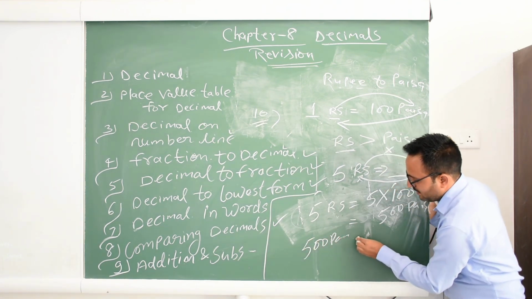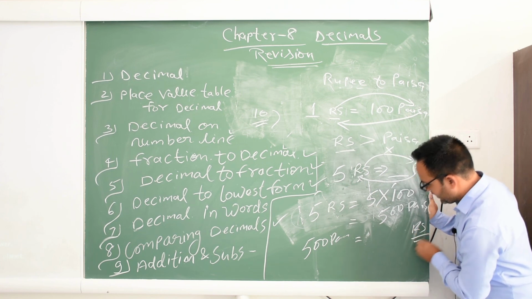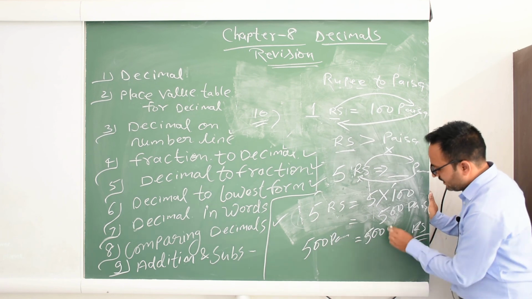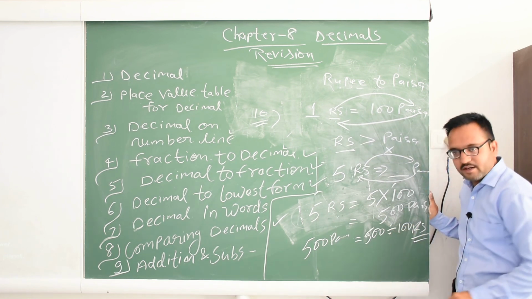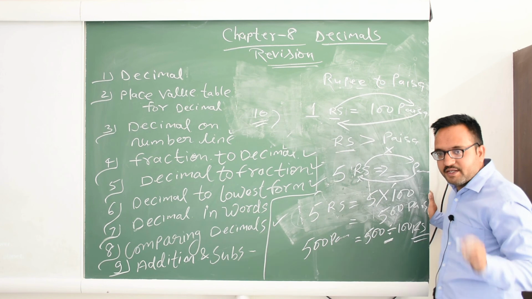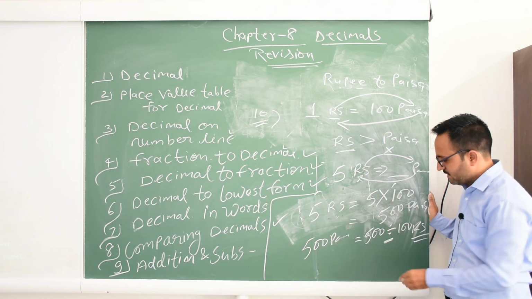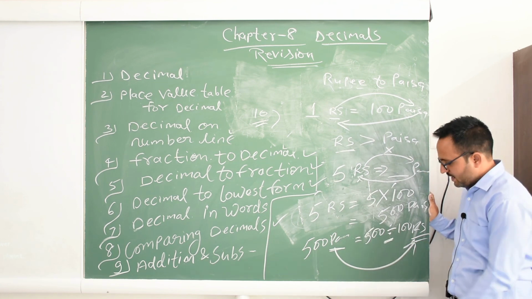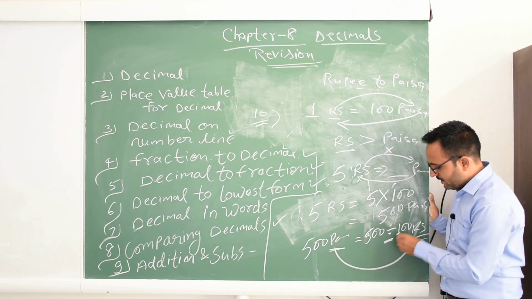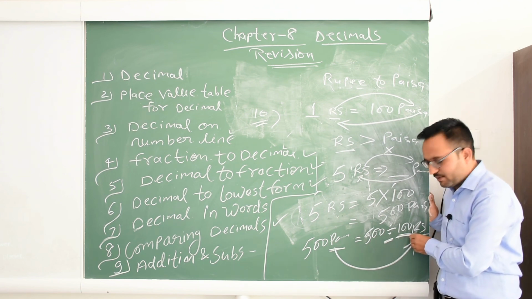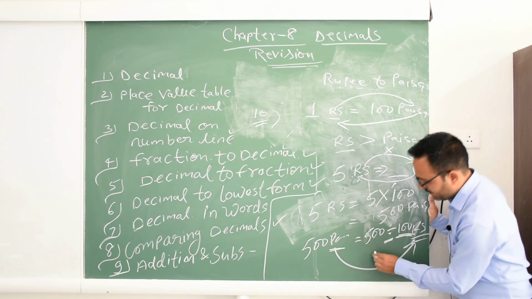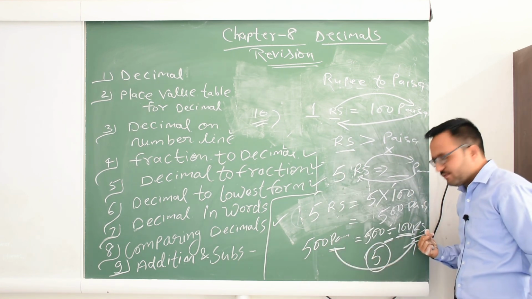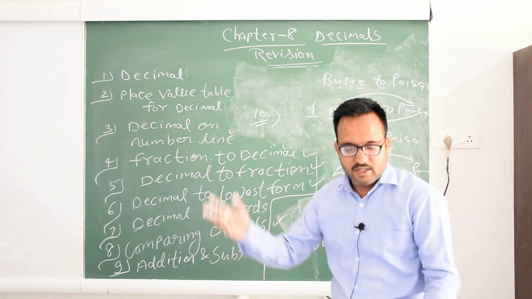Now 500 paisa, we convert into rupees. So 500 divided by 100, not multiplication, we use division. Lowest to highest we use division and divide by 100. So 500 divided by 100 is 5. So 500 paisa equals 5 rupees. So this is the method of conversion.